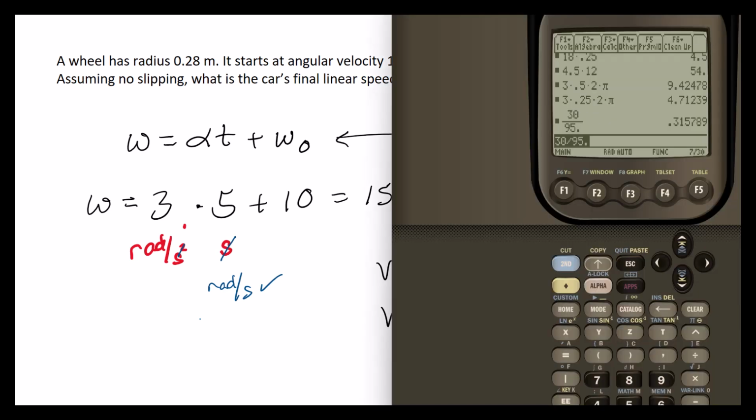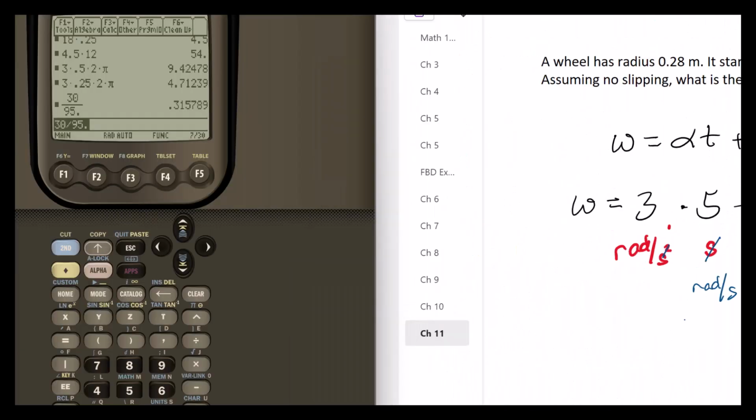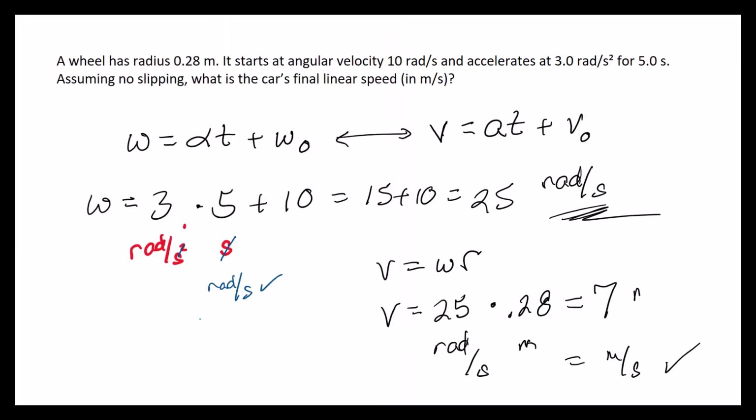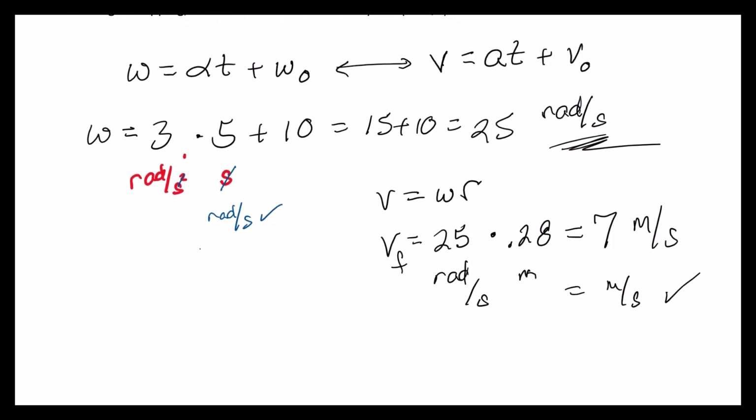So I've got 25 times 0.28. So I get 7. Okay, so the final is 7 meters per second. Okay? So if you're interested, we could use this and we could say how many rotations of this car there were. So how many rotations?